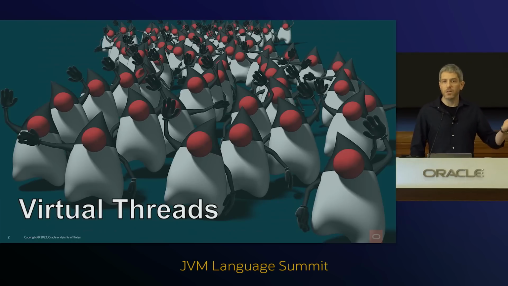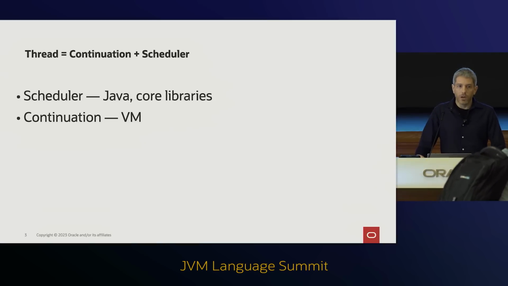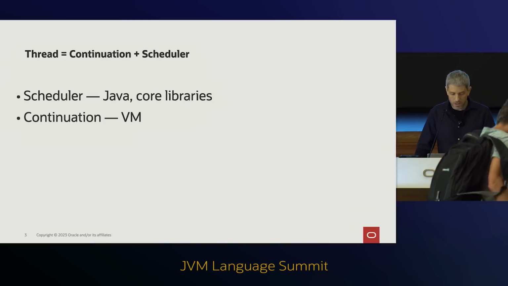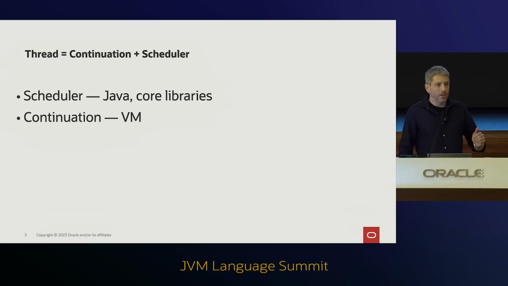Now, what does it mean to implement a thread, or rather, what is a thread? We can think about a thread as being a combination of two things, a continuation and a scheduler. The scheduler is written in Java in the core libraries. It is essentially just an executor service. We're using the ForkJoinPool one. And the continuation part is implemented in the VM, and that's what we're going to be focusing on today.